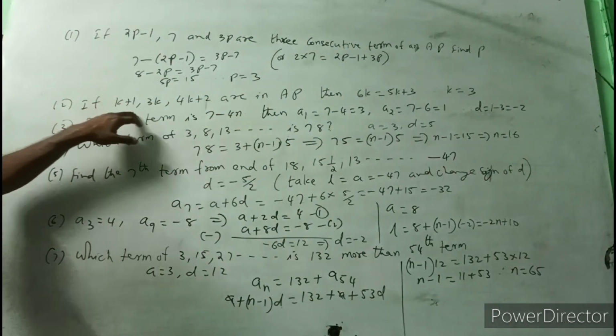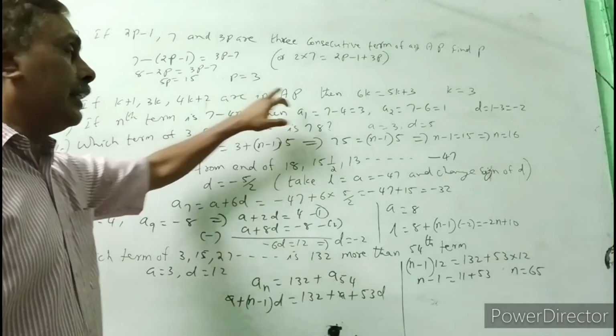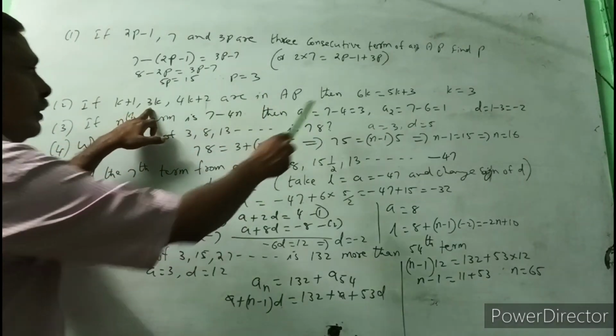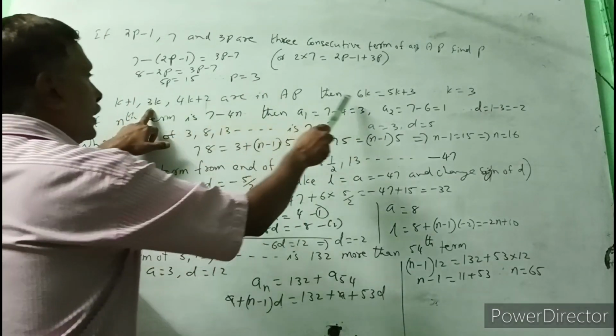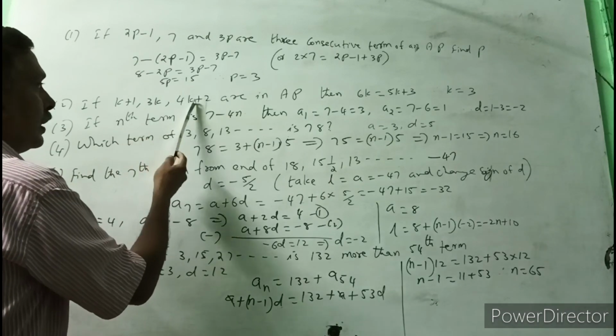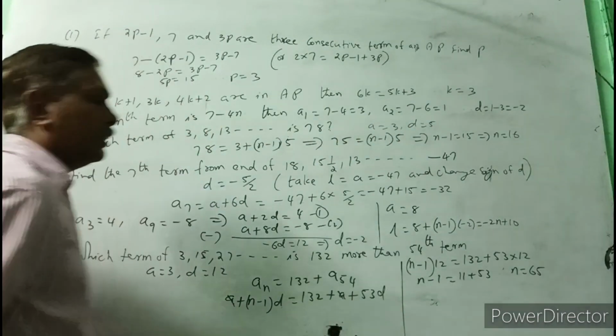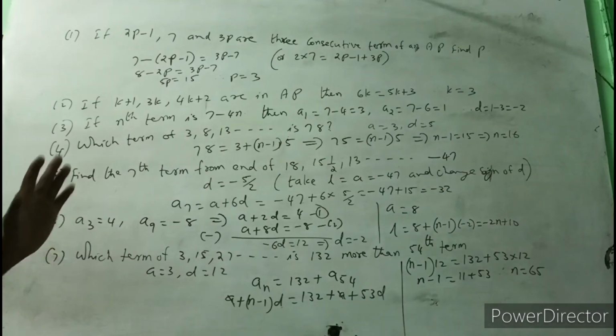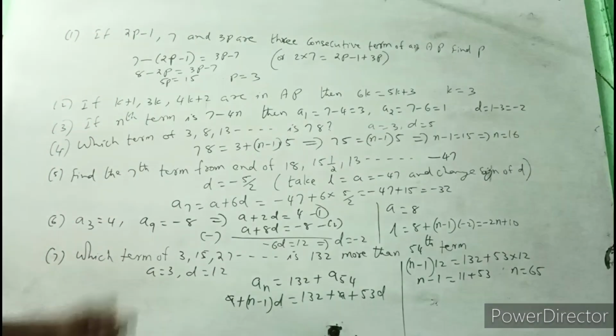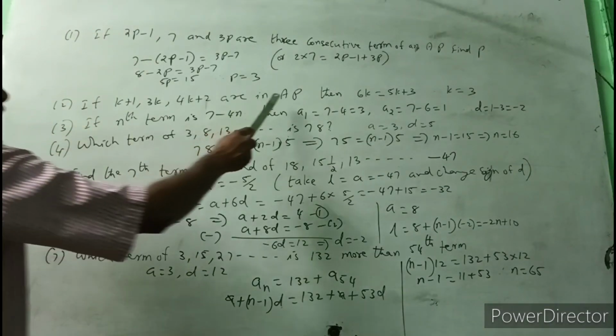Here also, these three terms are in AP. Then twice the middle term, that is 3 into 2, 6k, is equal to first term plus last term, that is 5k plus 3. So we get k equal to 3. That is one of the important types of questions. It is a 1 mark question, so we need to save time. That is why we applied the direct method.